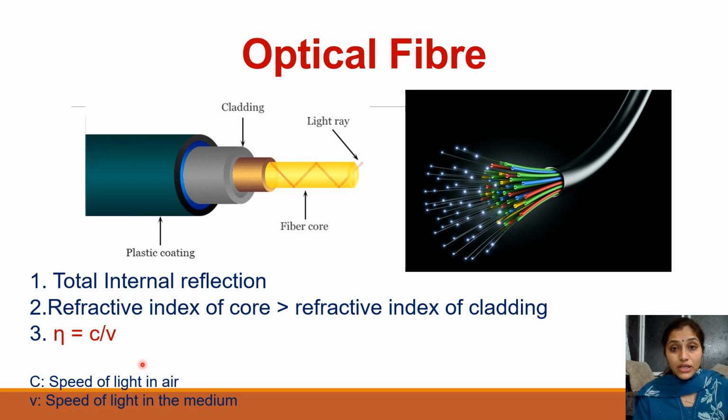What is refractive index? The refractive index is a ratio of speed of light, here c by v, where c stands for speed of light in air, to speed of light in any particular medium. So it is represented using symbol eta. To achieve total internal reflection, the refractive index of core material must be greater than that of cladding.